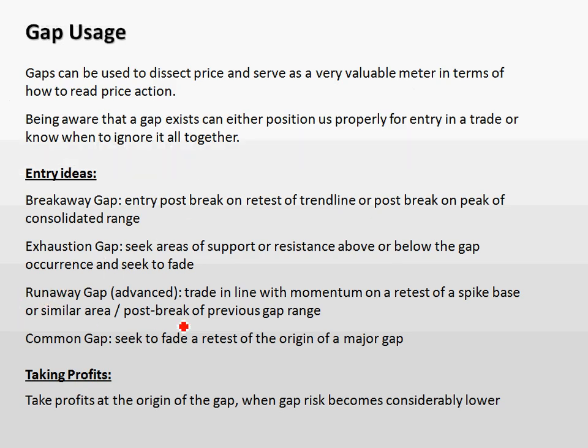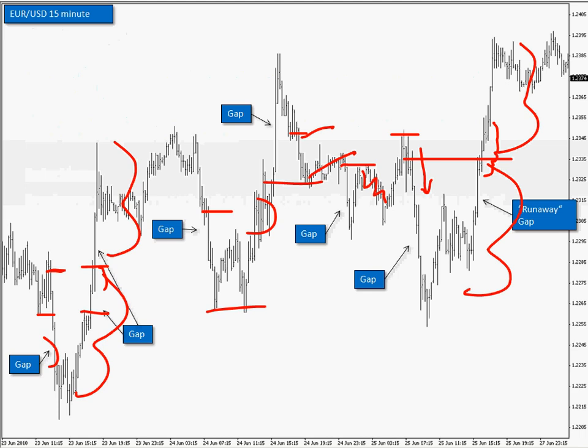Runaway gap, advanced, I wrote, just simply because of the risk that's involved with it. Trade in line with momentum on a retest of a spike base or similar area post break of the previous gap range. I can talk about the spike base in just a second, but let's go back to this really quickly. In this case, the runaway gap comes up here. The reason I say these are very risky is because you don't get a lot of pullback on these. It's hard to define your entry, and what happens if you're wrong? You're basically opening up a long position at a peak here and price trades lower. So you need other conditions in place, which in this case is trading in line with a trend. But they're very risky again because you're not getting a lot of pullback here. Look how small this range is.